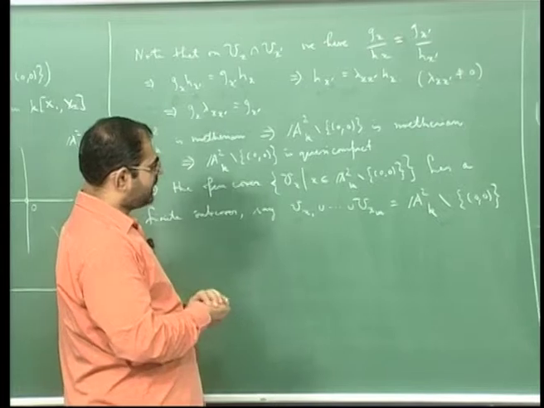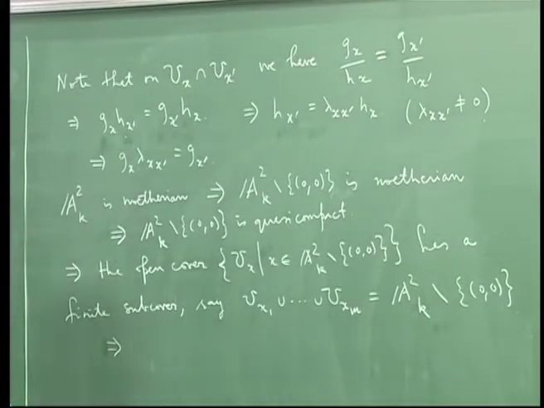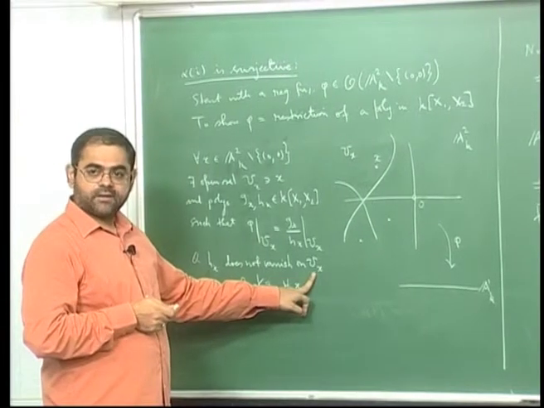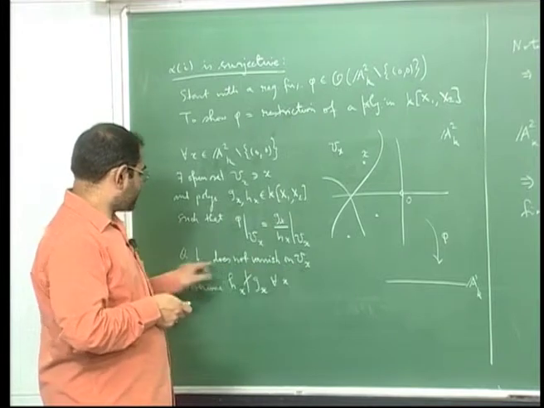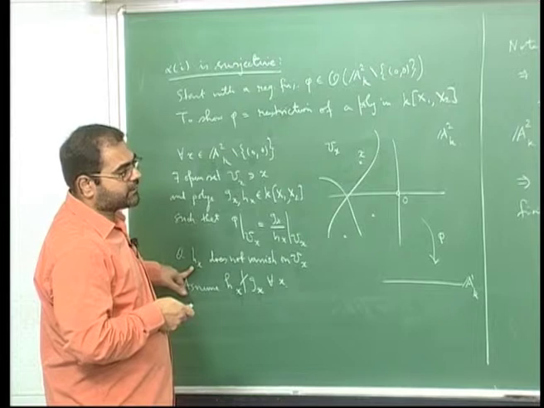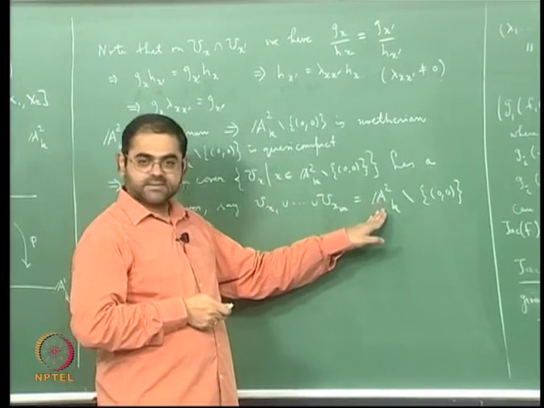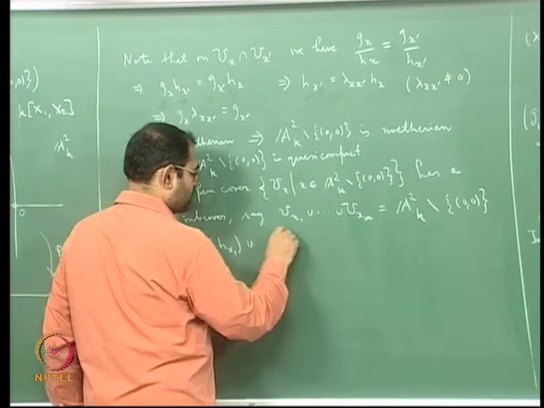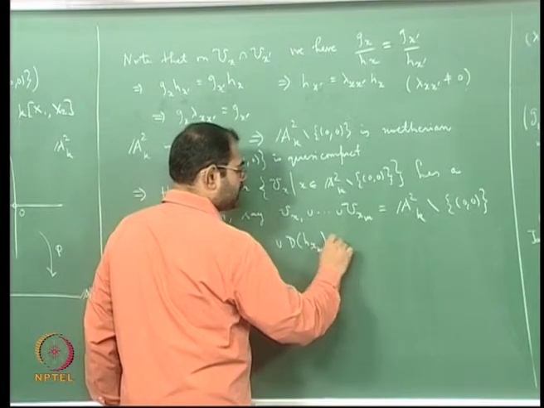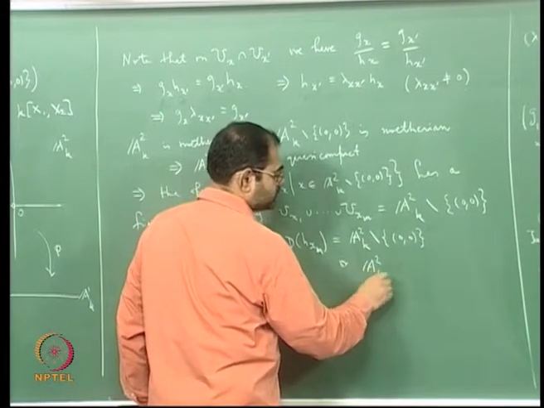Now you see what this will tell you is that Hx does not vanish on Ux. So it will tell you that Ux is contained in DHx, and therefore the corresponding DHx's will certainly contain this. So this will tell you that DHx1 union through DHxm will be A2 minus this point, or it may even be A2 itself.